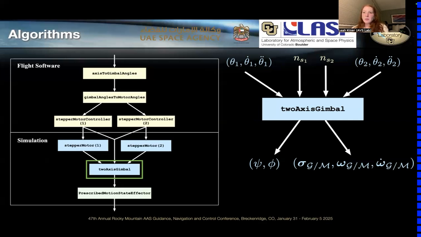This module outputs the current gimbal tip and tilt angles in time, and it also outputs the attitude of the gimbal as an MRP, the angular velocity, and the angular acceleration of the gimbal, all relative to the hub fixed mount frame.